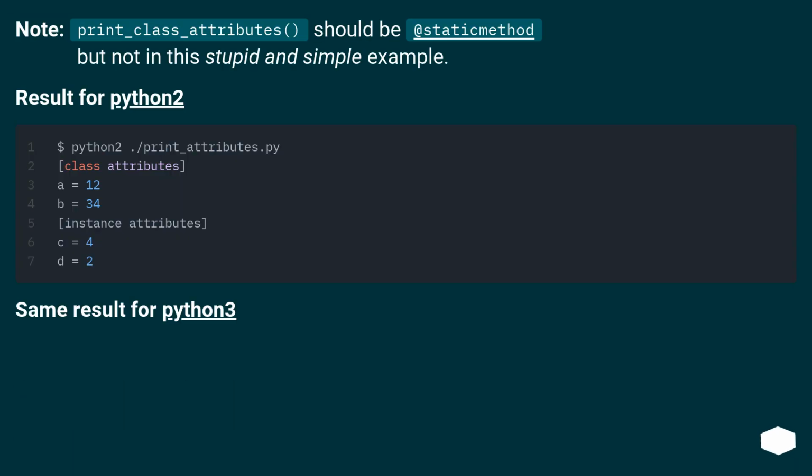Note, print_class_attributes should be a static method, but not in this stupid and simple example. Result for Python 2. Same result for Python 3.